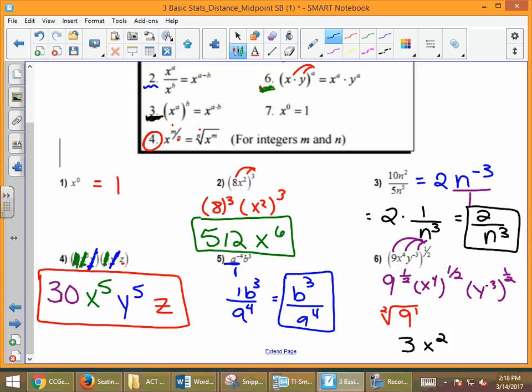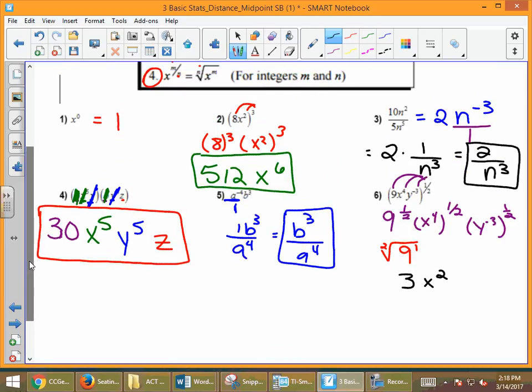Here we have y to the negative third to the 1/2, again a power to a power. So what do we do with the exponents? Multiply. So negative 3 times 1/2 is what?